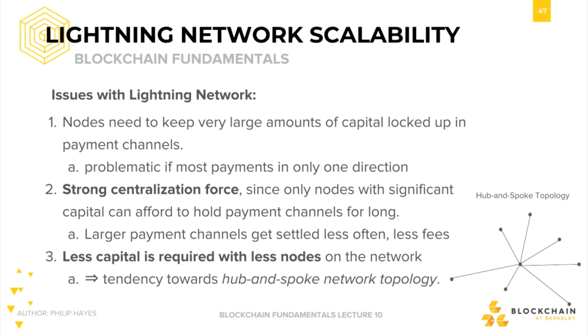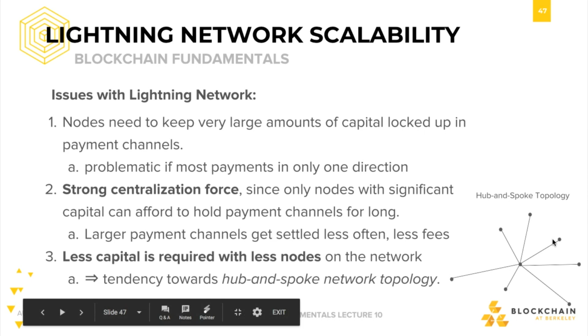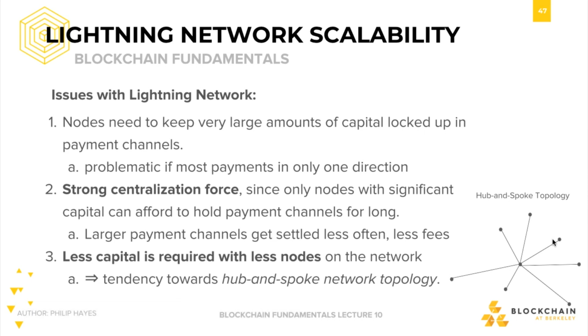And you sort of go towards this hub and spoke network topology where if there are fewer nodes in the network, less capital is required, but the more nodes there are, it leads to centralization, because only someone who can afford to be this point through which everyone goes through can put up that capital and can make all these payments. And that leads to a huge security issue.